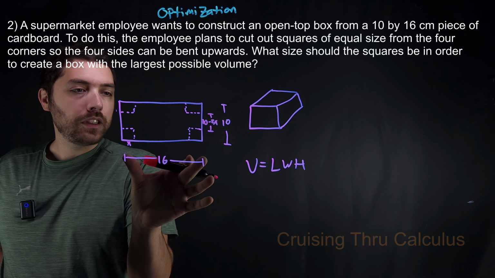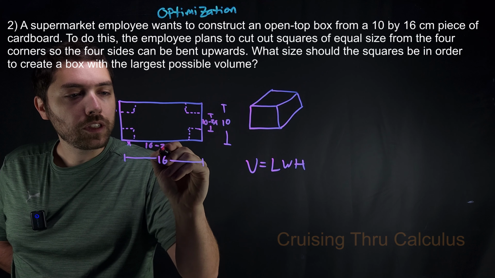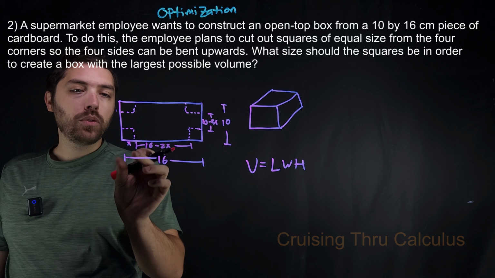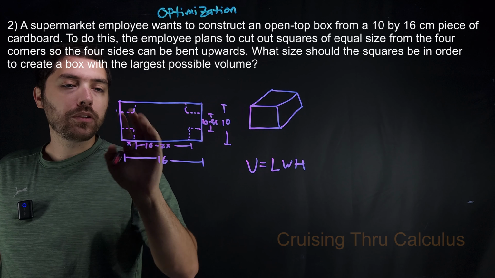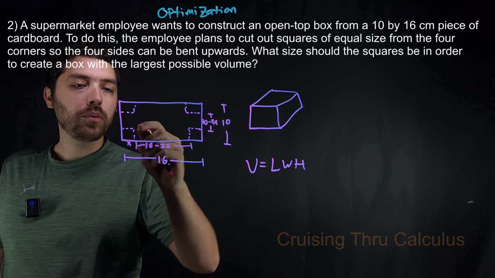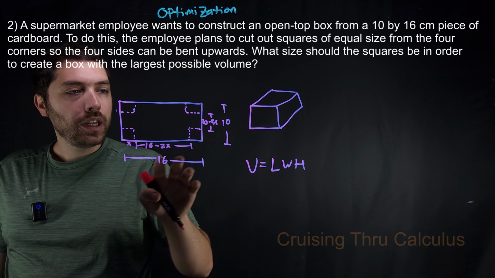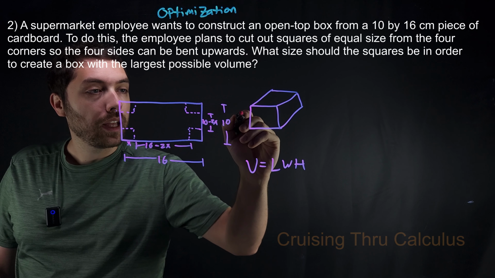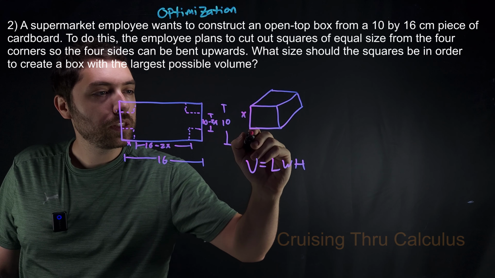Similarly, we're going to take the 16 starting point here. We're going to cut out the x here and the x here. So this is going to be 16 minus 2x here. And then, of course, we are cutting out x right here. So x is the amount that, when we fold this box up, will be the height of the box. In other words, we've found everything that we need for the actual folded box. The height of the box is x, and then the lengths and widths are the 10 minus 2x and the 16 minus 2x.